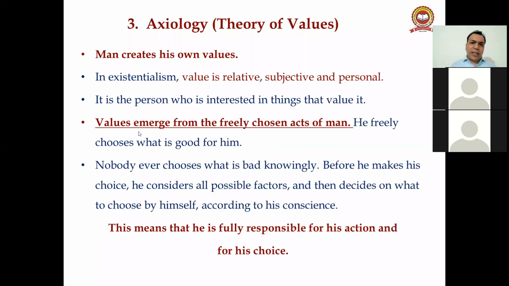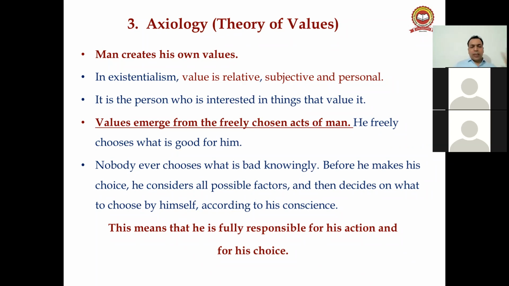Next we talk about the values. What do they say about values? They say that man creates his own values, which means there are no eternal values. In existentialism, value is relative, subjective, and personal. It is the person who is interested in things that values them. Values emerge from the freely chosen acts of a man. He freely chooses what is good for him.